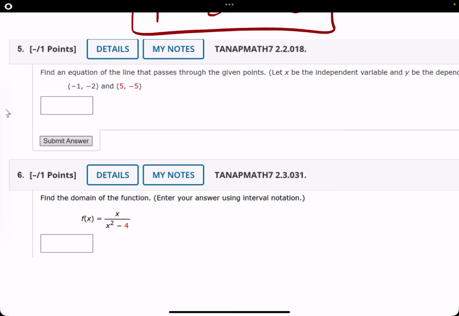Number 5, find the equation of the line passing through those given points. So we have 2 points, so let's find the slope, y2 minus y1 over x2 minus x1. -5 plus 2 is -3. 5 plus 1, 6. -1/2 is just the slope.